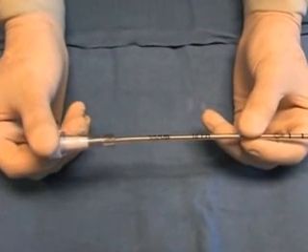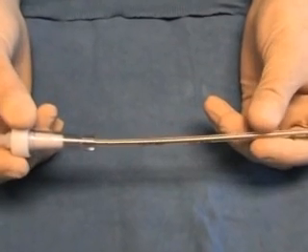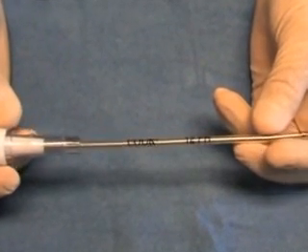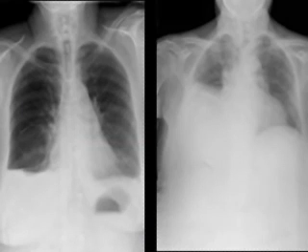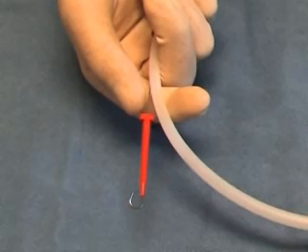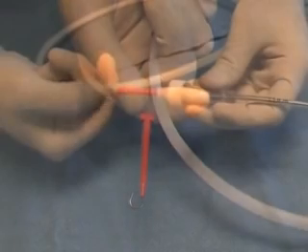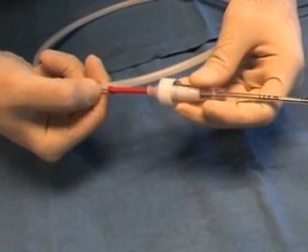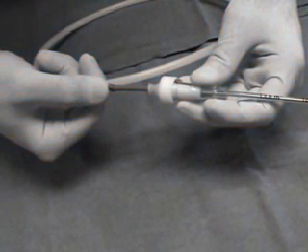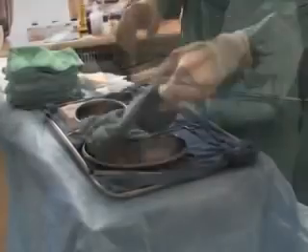Newer evidence favors the insertion of smaller sized 10 to 14 French catheters, or pigtail drains, for the drainage of pneumothoraces in clinically stable patients, and for malignant pleural effusions. This is done using a Seldinger technique with a guide wire, and often with ultrasound guidance. This technique differs from that used for larger chest tubes and will not be discussed further in this video.